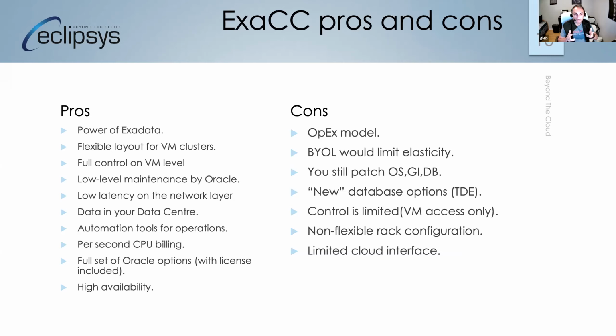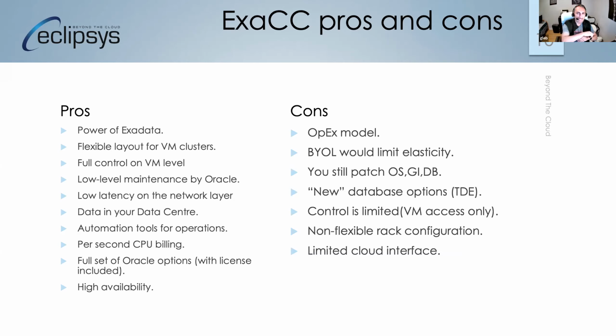At the same time, you have low latency for network layer because it is in your data center right next to your application servers. The data are staying in your data center, and you are getting some automation tool for your operations, like patching tool, some tool to perform some database actions as well. And you have per second CPU billing, so you can flexibly increase your CPU capacity and decrease it.